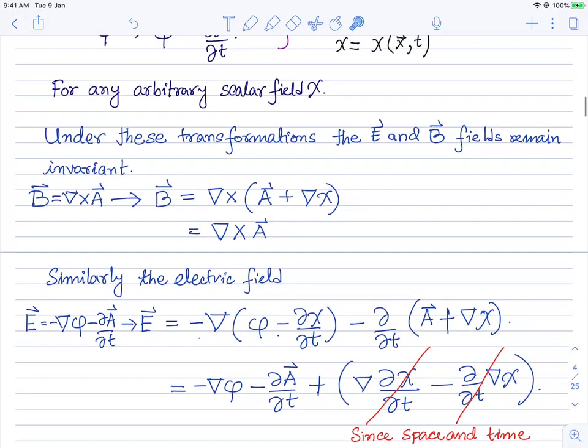Why does it remain invariant? The magnetic field is the curl of A. So because this is the curl of A, if we shift A with the gradient of some scalar field, then the curl of the gradient is 0, so it remains invariant.